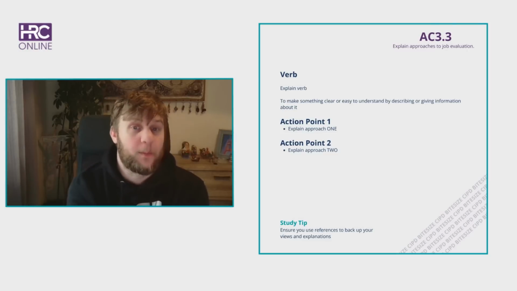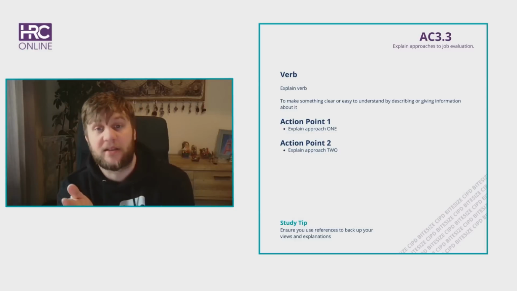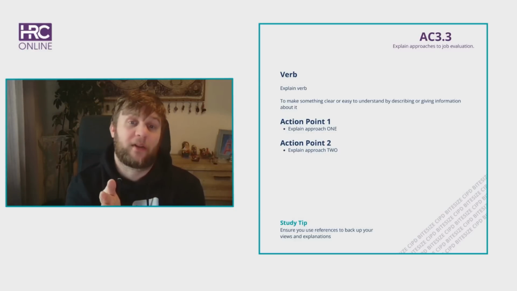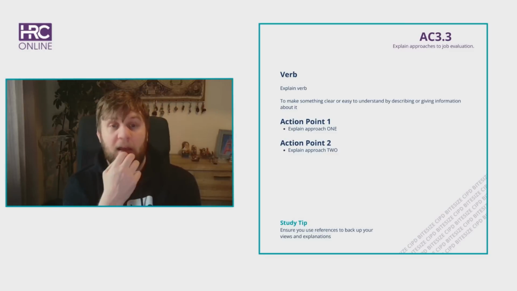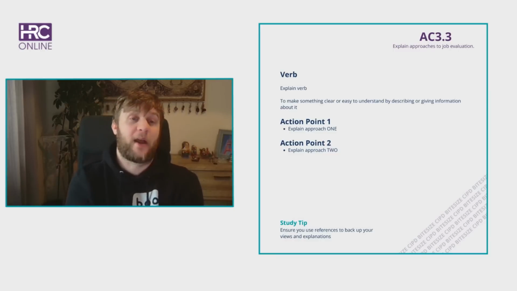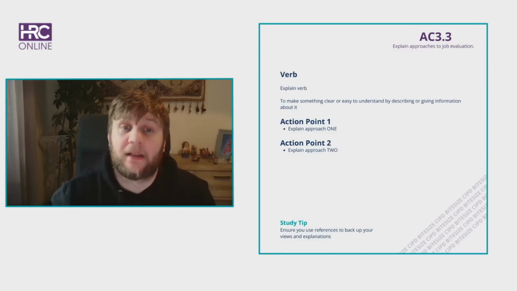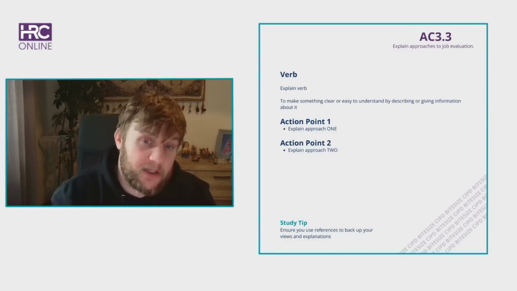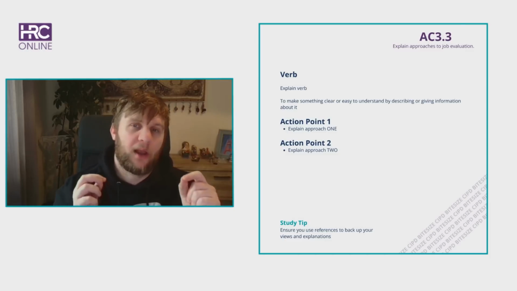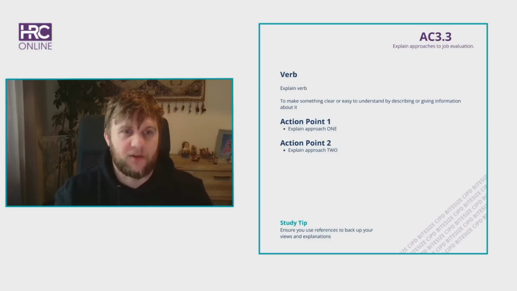And from a verb perspective, it's relatively simplistic, which is explain, which is to make something clear, easy to understand by describing and giving information. So when you're explaining approaches to job evaluation, you explain approach one as your subheading, you explain approach two as your subheading, and you have a reference and a citation to back up your views and explanation for each subheading. You have pretty much fulfilled all elements and requirements for this particular question. So it's a really nice, straightforward, simple, tell me the approaches for job evaluations. And that's what they want you to do.